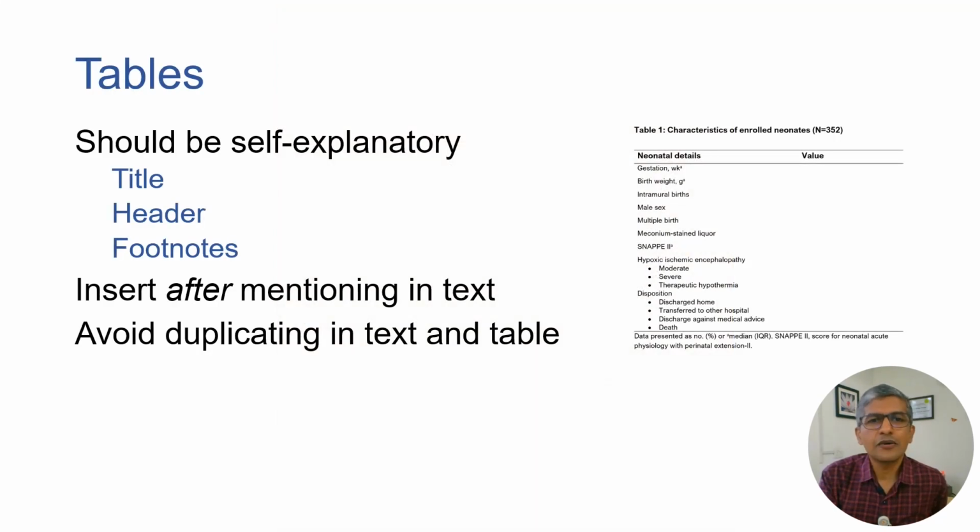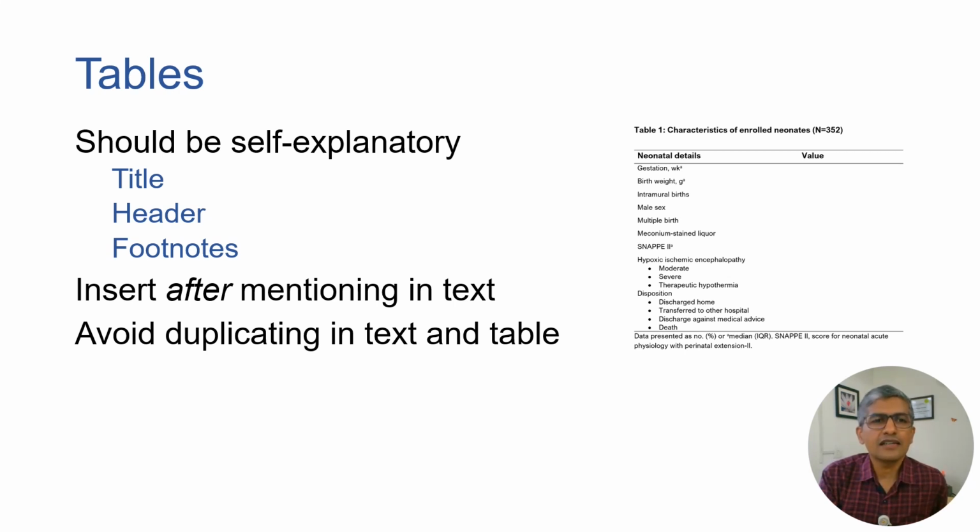So we'll start with tables. Tables in general should be self-explanatory. That's the number one thing about tables. Imagine that you are looking at a table and you don't have access to the rest of your manuscript. You should still be able to understand whatever is in the table.